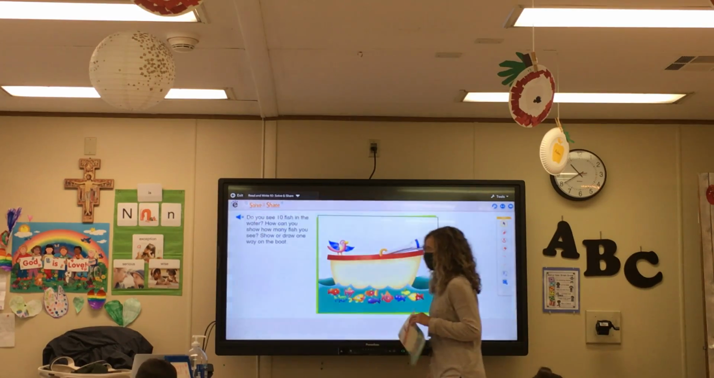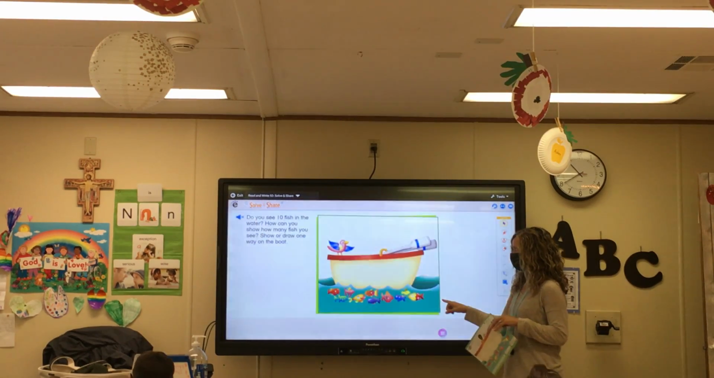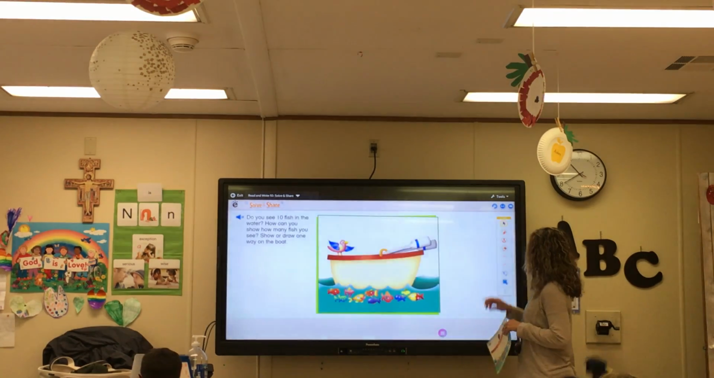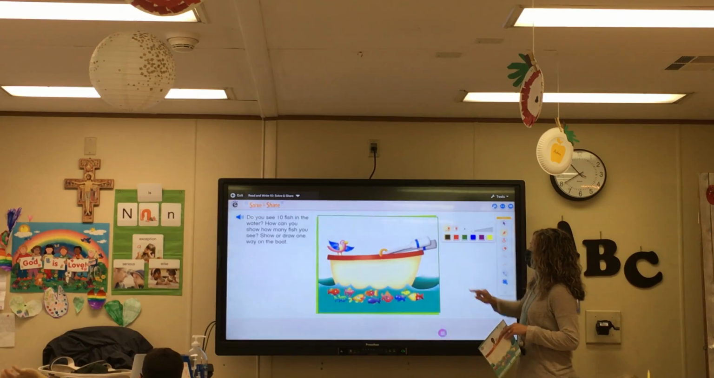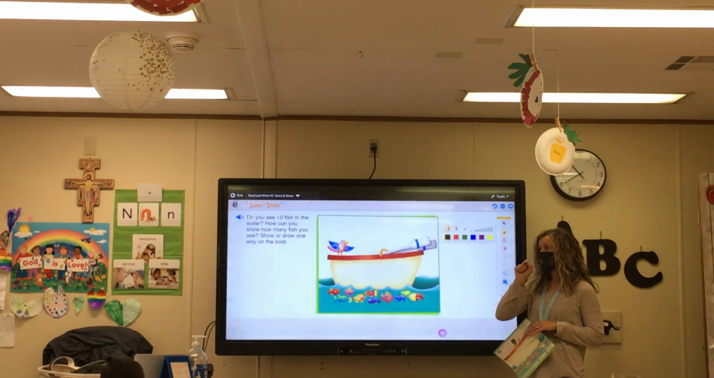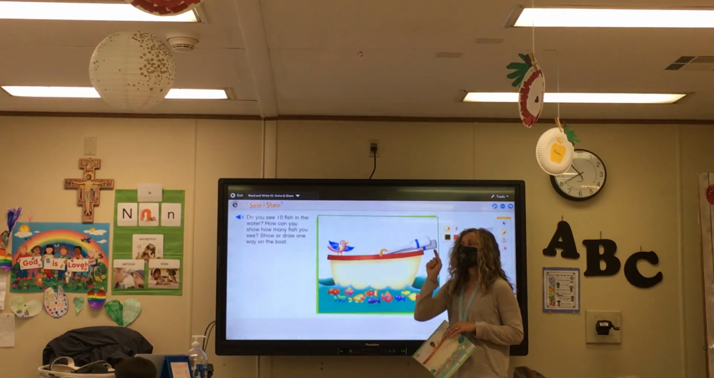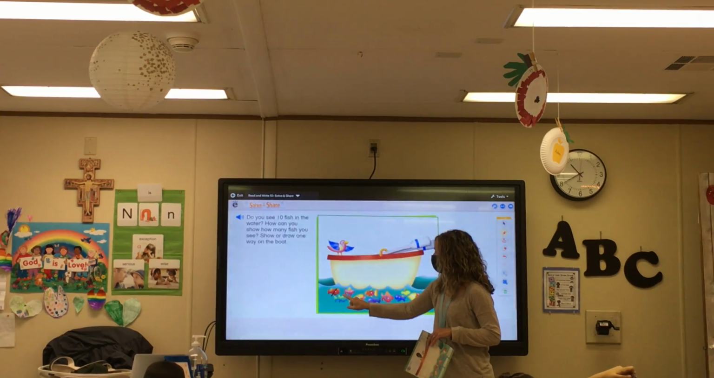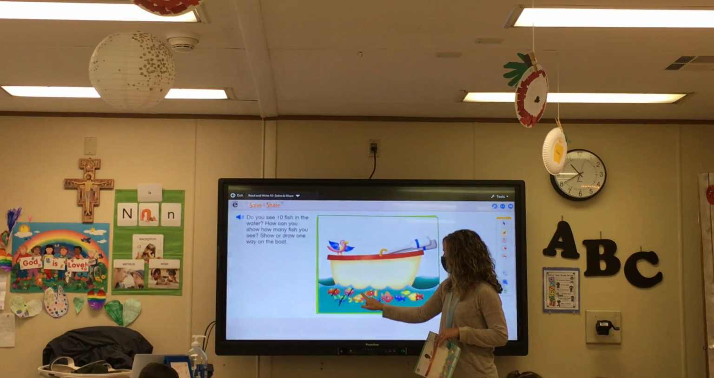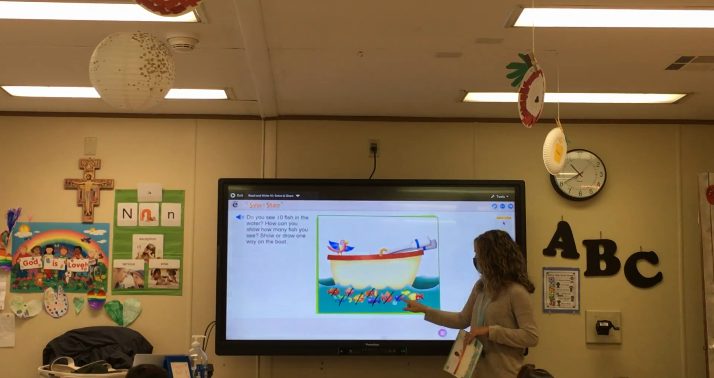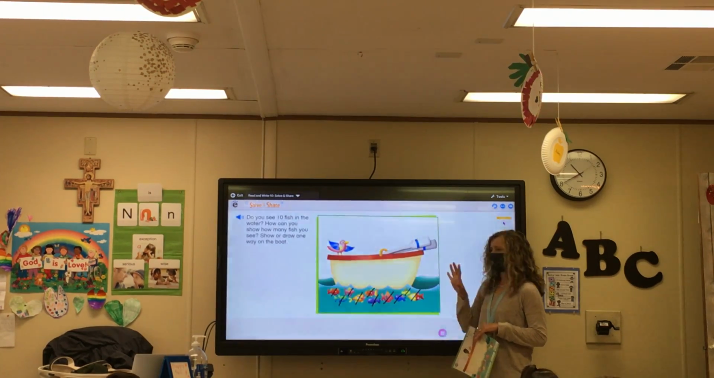Do you see 10 fish in the water? How can you show how many fish you see? Show or draw one way on the boat. Okay, so we have fish at the bottom. They say there's 10. So, let's double check and count them, and what are we going to do when we count? Mark them. Ready? Let's start on the left. Here we go. 1, 2, 3, 4, 5, 6, 7, 8, 9, 10. Okay, perfect. They are right.